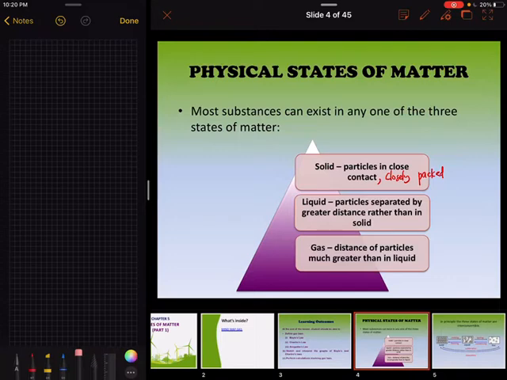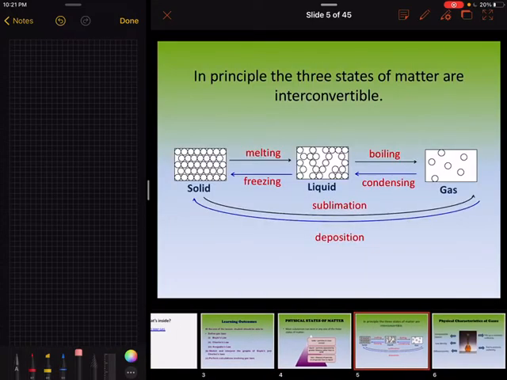And for liquid, the particles are separated by greater distance than in solid. In liquid, we can see that there are still a few ruang kosong between the liquid particles, which allow the liquid to flow. And then for gas, the particles are at a much greater distance from each other than in liquid and also in solid. So that is the perbezaan in terms of the particle arrangement in liquid, solid dan juga gas.